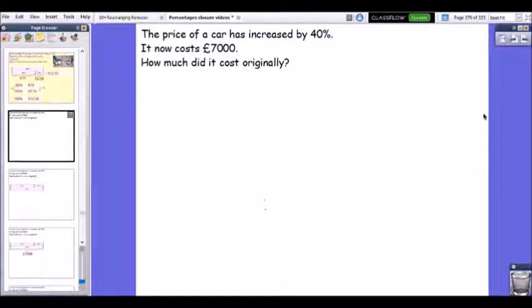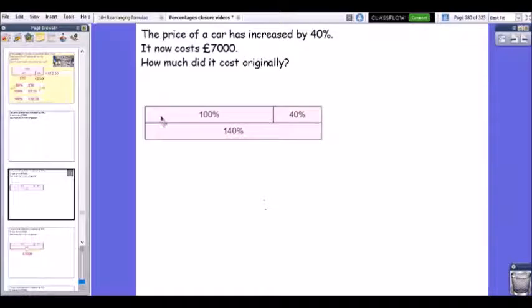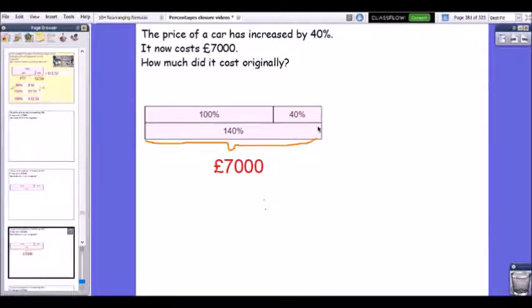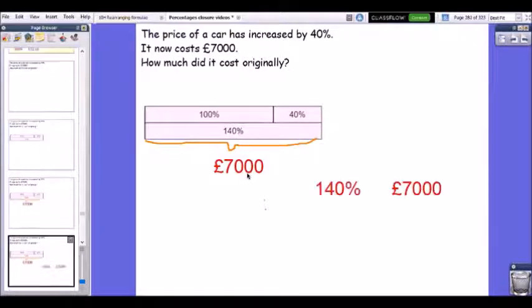Okay, so I'm going to begin by drawing a diagram. Let's say 100% represents that original cost, which we don't know yet, and then 40% here is that increase. So altogether, we have 140%. So I can say that 140% represents £7,000. But I'm not interested in 140%. I'm interested in that original amount, which is 100%.